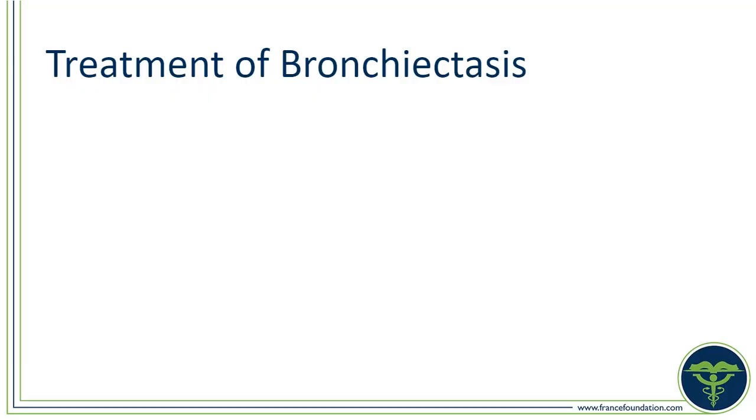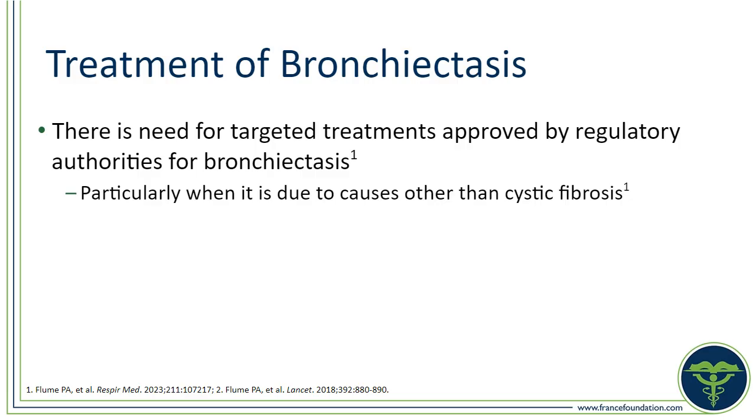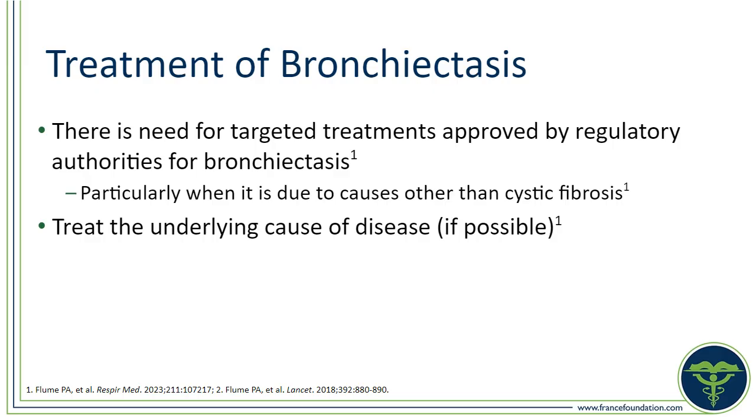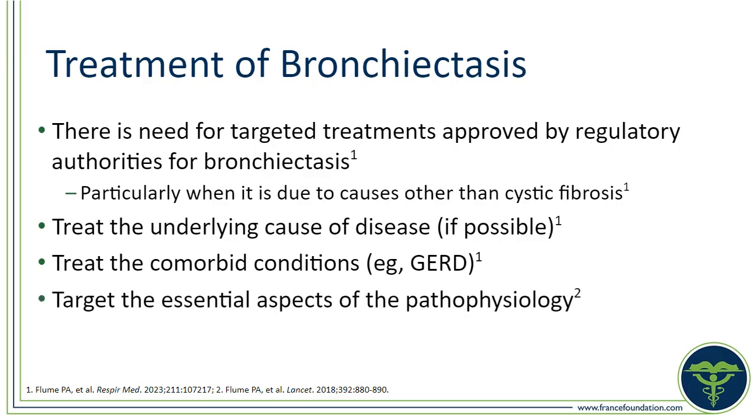Our treatments for bronchiectasis are targeted at the underlying causes, and there is a need for targeted treatments to be approved by the regulatory authorities for bronchiectasis, particularly when it's due to causes other than cystic fibrosis. So we're often left thinking back to what the differential is for the underlying bronchiectasis, whether it's conditions such as autoimmune conditions, potential genetic etiologies, inflammatory etiologies, or immunodeficiencies. Then we're left looking at treating comorbid conditions such as GERD, which has a very strong association with bronchiectasis, and targeting the essential aspects of the underlying pathophysiology.